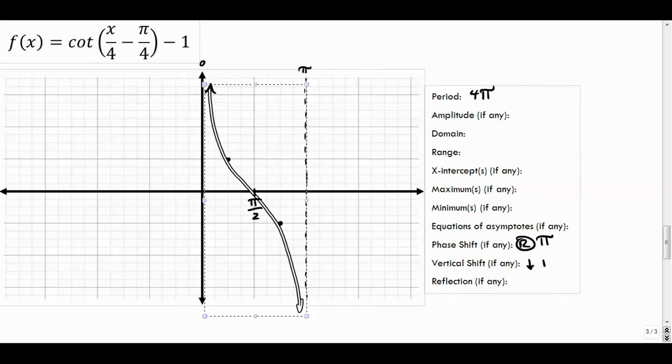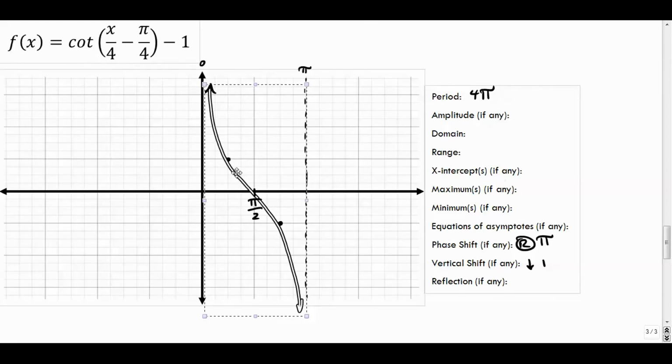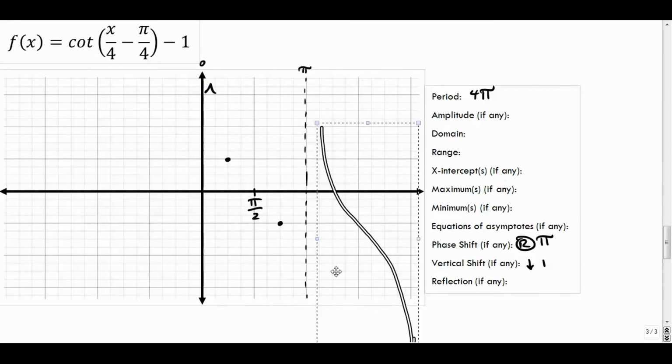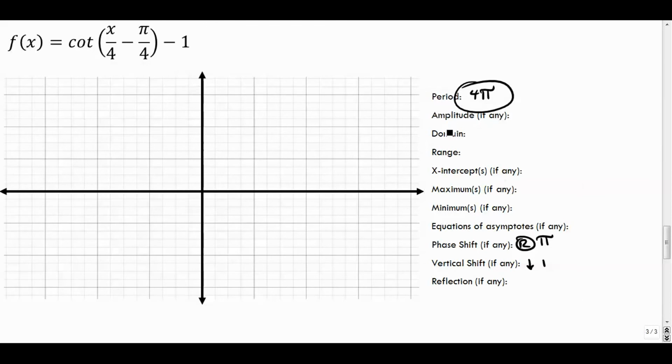But I don't have room for that, so I'm going to kind of have to be a little bit tricky with my x-axis scaling. And then I also have to take the whole thing and I need to move it right pi units. So that would be like doing that, and then down 1 unit. So there are a couple things I need to do for this one. So let's go ahead and get started. I need 4 pi units, and I need another pi units, and I need to make sure I go down 1.